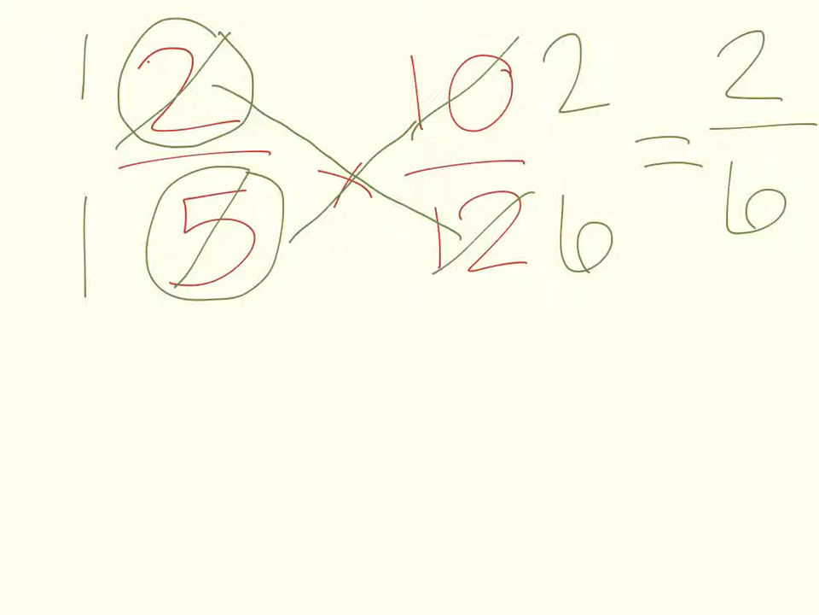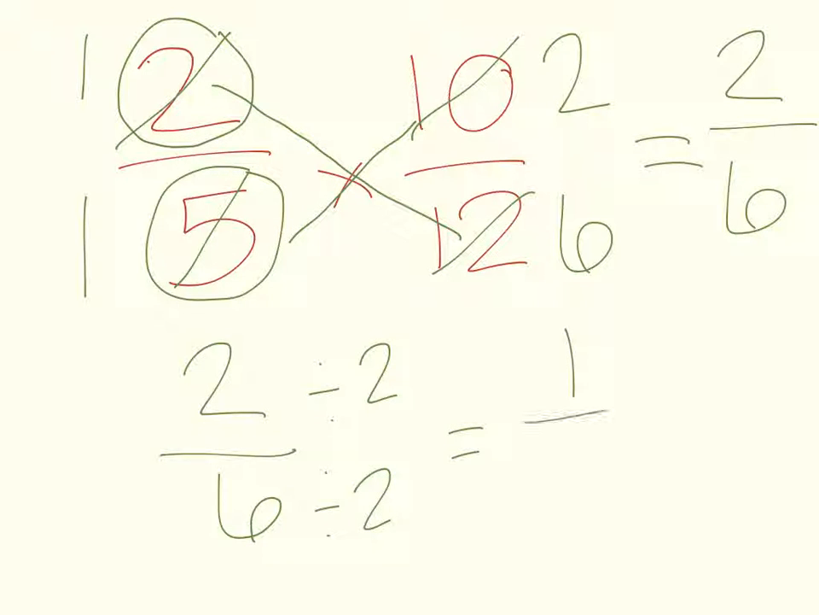Now I have to ask myself if 2/6 is in simplest form, and we should know that it's not. Anytime you have an even numerator and an even denominator, that fraction is not in simplest form. So now I know that the greatest common factor of 2 and 6 is 2. 2 divided by 2 is 1, and 6 divided by 2 is 3. So 1/3 would be your final answer.